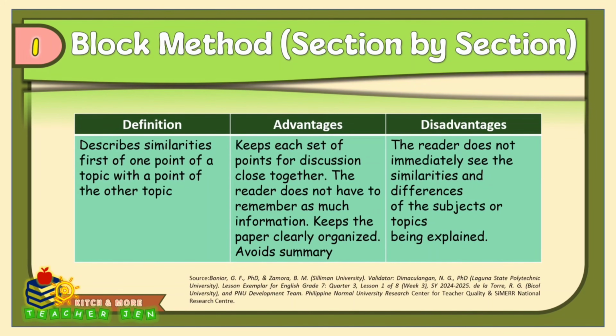The block method describes similarities first of one point of a topic with a point of the other topic. This method is like talking about one topic first and then talking about the second topic right after, before you compare them. How does it work? First, describe the first topic fully, all its points or ideas. Second, describe the second topic fully, all its points or ideas. Then after that, you can compare the two, showing their similarities and differences.